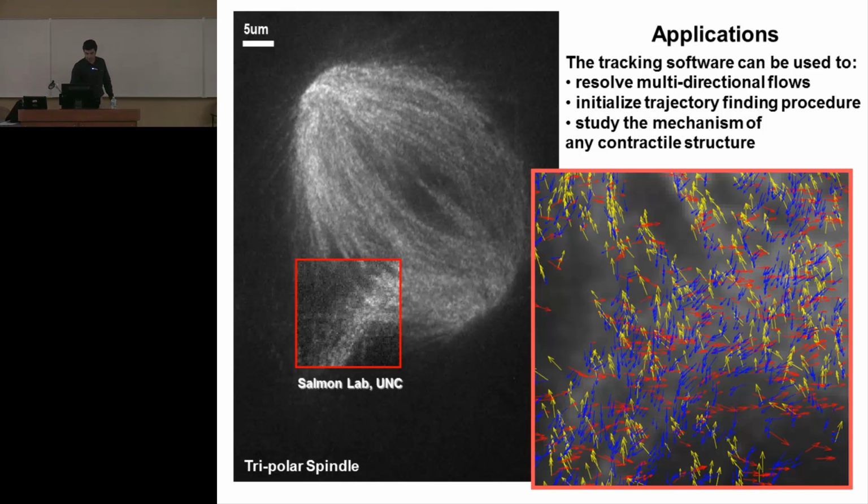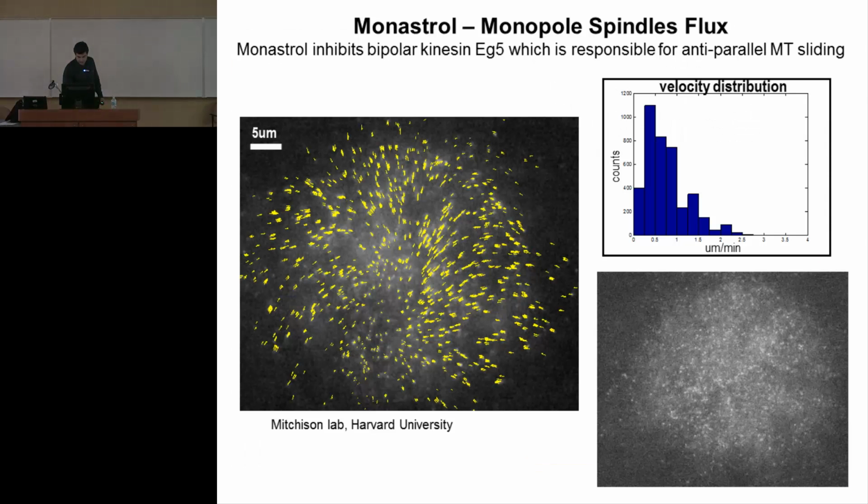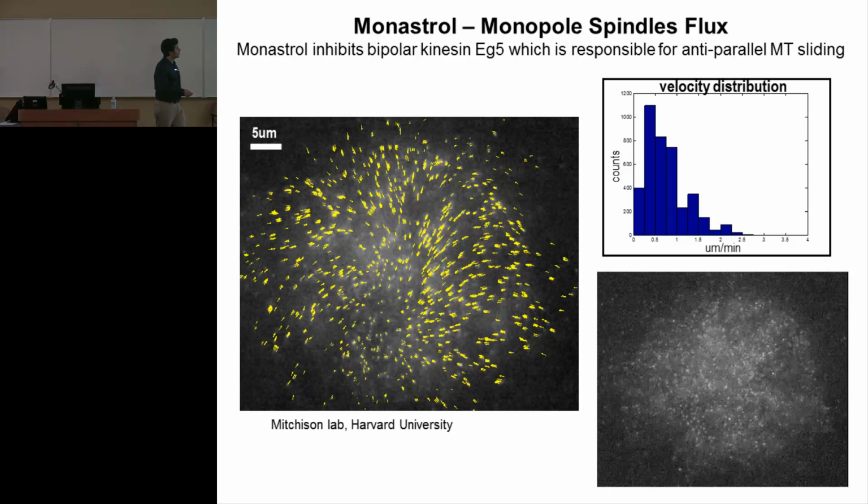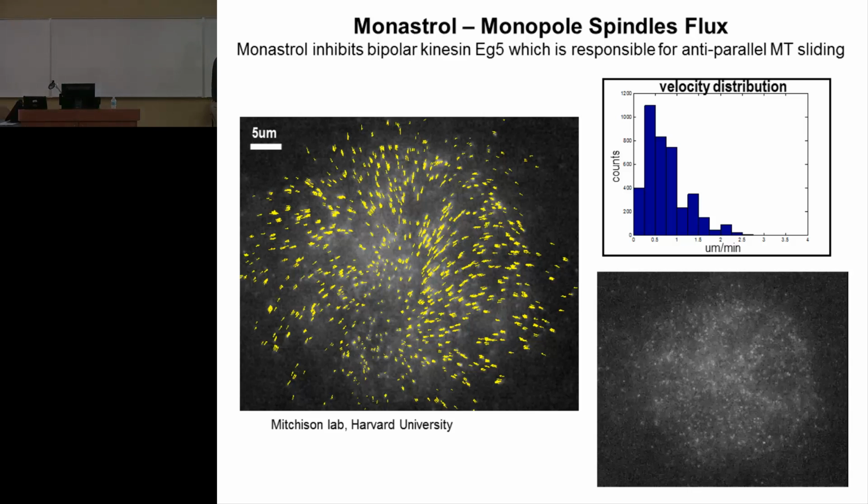And the last example I will show you from these spindles is actually a monopole spindle. That's a collapsed spindle where we have one single pole only. And I don't know if you can see in the movie, but we have very faint inward flux.